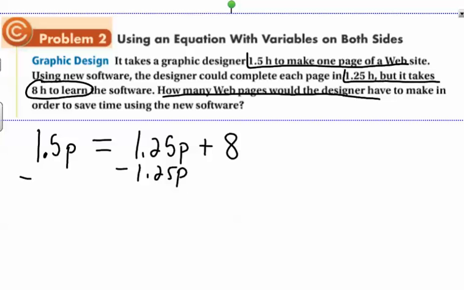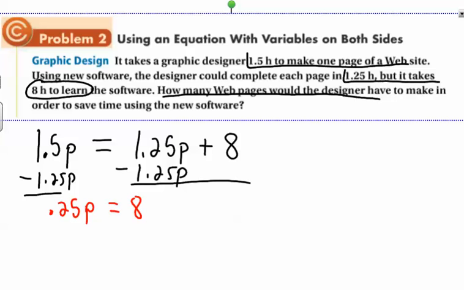So I'm going to subtract 1.25p from both sides. And then I get, it looks like, 0.25p equals 8, right? 0.25p equals 8. And then what I can do now is divide by 0.25.